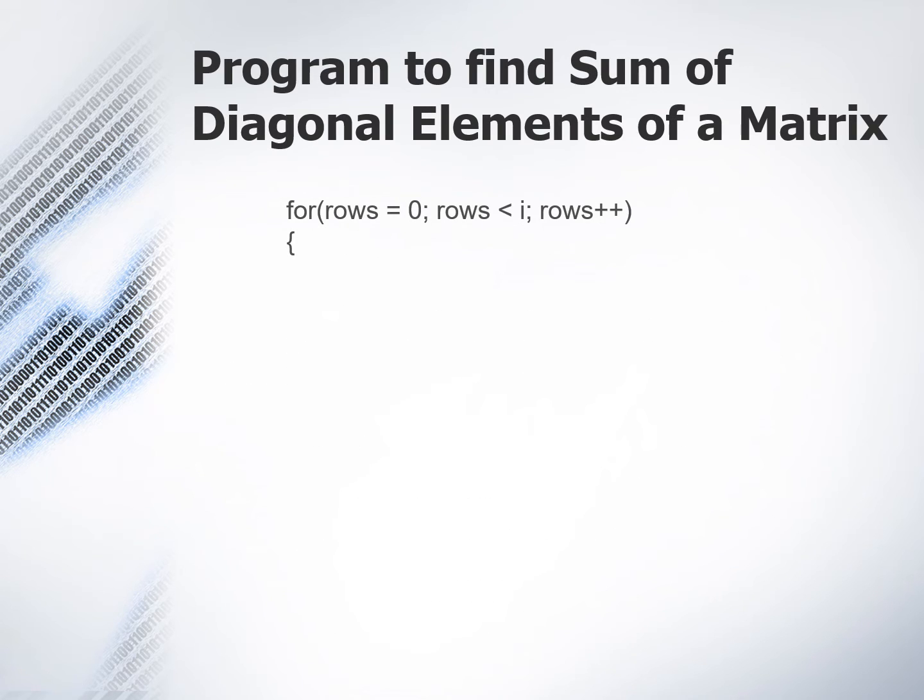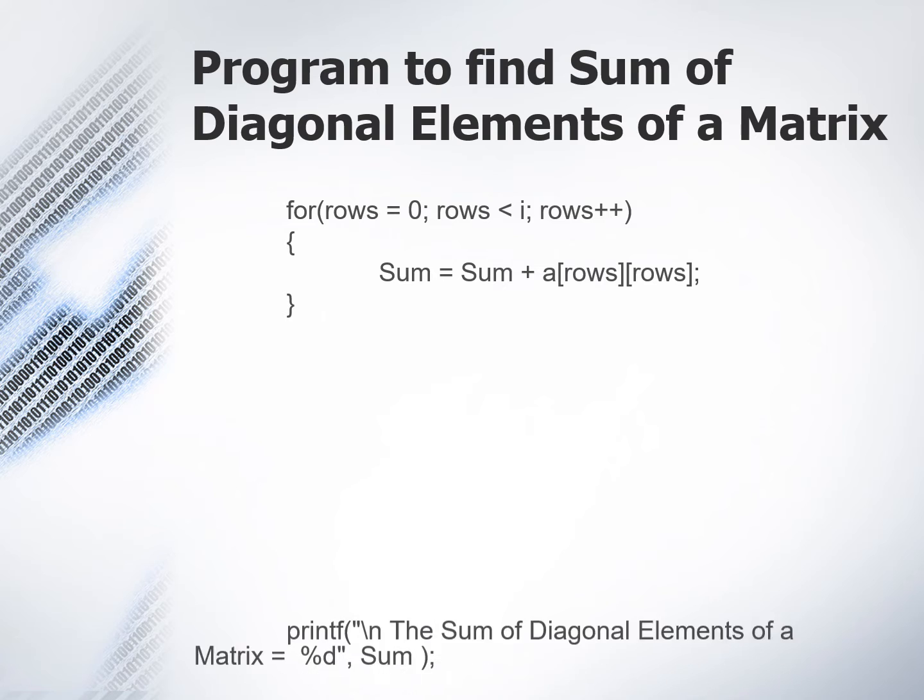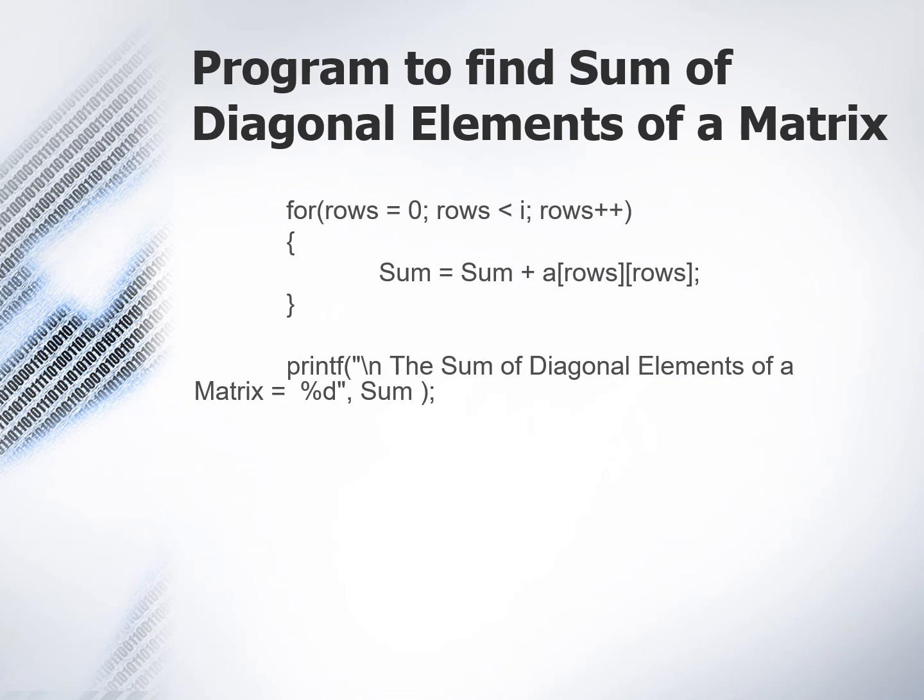Now for rows equals 0, rows less than i and rows plus plus. Now we have this sum variable that will store sum equals sum plus a[rows][rows]. So now when we have calculated the sum of the diagonal elements, we will print the sum of diagonal elements of a matrix is the variable sum, and in the end we will return 0.